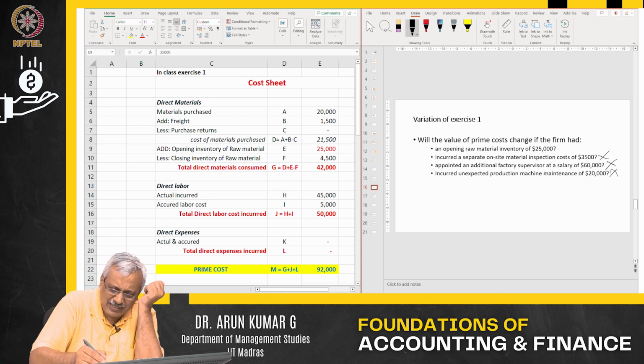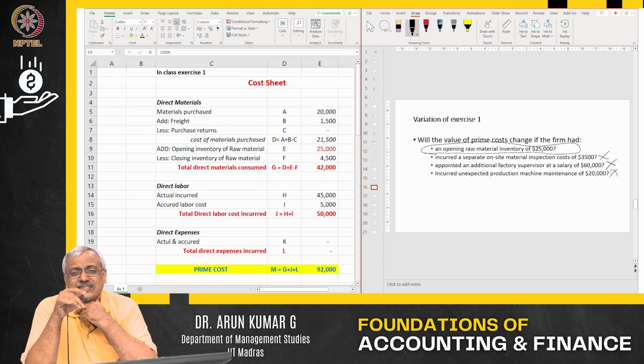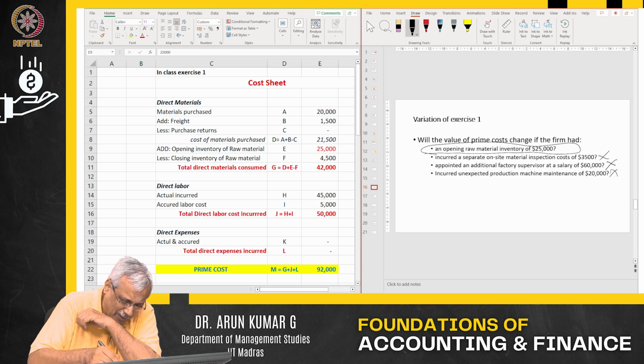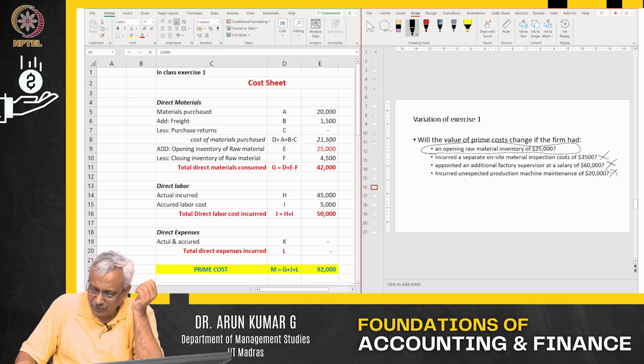So in effect, what is happening? Only if there is a change in opening inventory of raw material, purchase of raw material, expenditure on labor cost, or other direct expenditure, only then will your prime cost vary. Otherwise, prime cost will not vary. So all these expenditures do not pertain to prime cost.